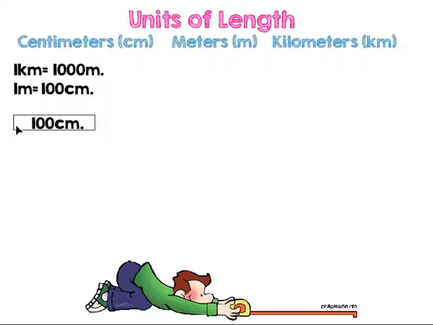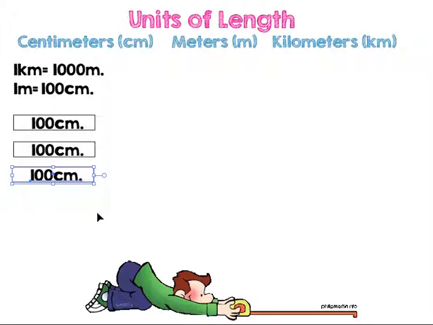Remember, a meter is like the ruler that I have at the school, the long wooden ruler. And inside that ruler, you have 100 centimeters. So if they tell you 2 meters, because that's two rulers, how many centimeters? Exactly 200 centimeters. So 3 meters, 300 centimeters, 4 meters, 400, etc.